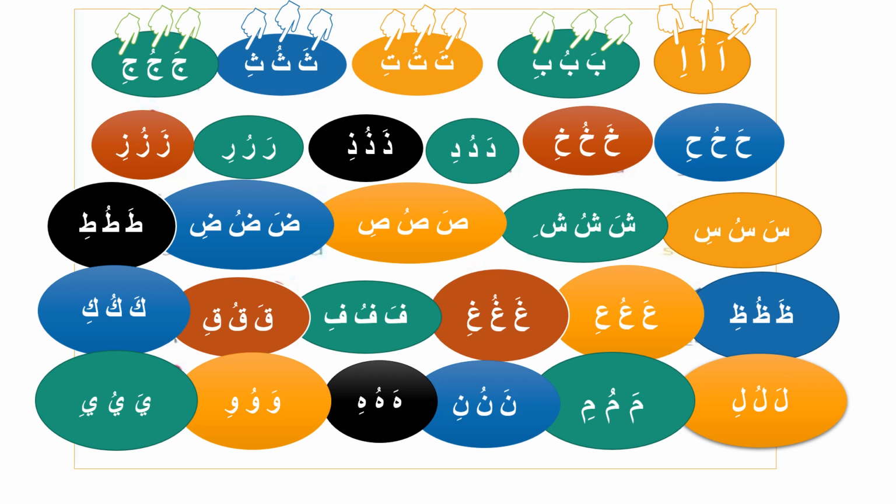It's the best way to memorize it. So by yourself now, the second round, try to do it by yourself. A, U, I, Ba, Bu, Bi, Ta, Tu, Ti, Tha, Thu, Thi, Ja, Ju, Ji, Ha, Hu, Hi, and continue.